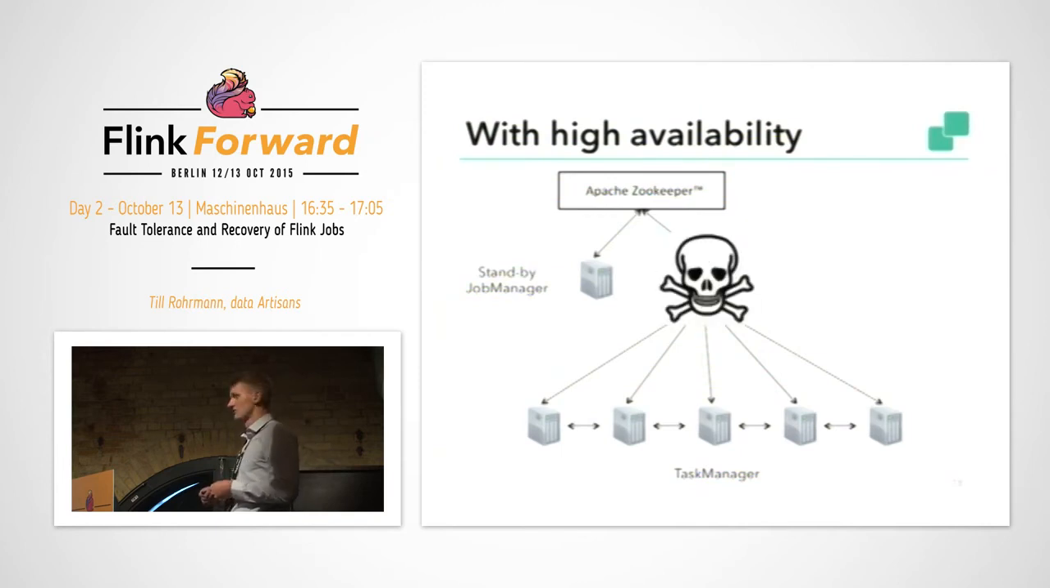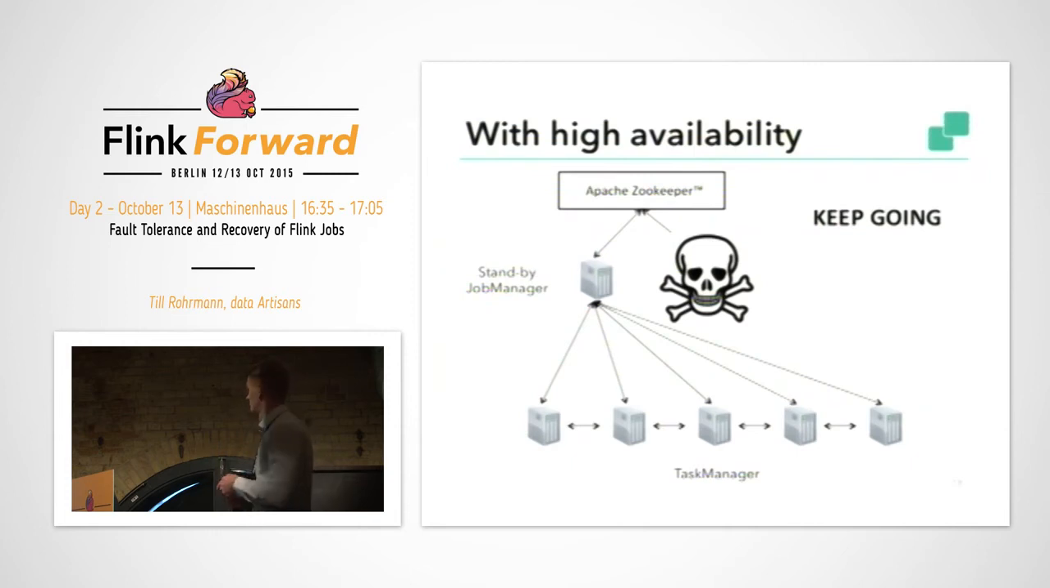So if that happens, then the standby job managers are notified by Zookeeper that the leader died, so that a new leader has to be elected. This is then done and told to the task managers. They will reconnect to the new leader, and everything continues working. Okay, so we basically solved the problem of the single point of failure in our architecture.